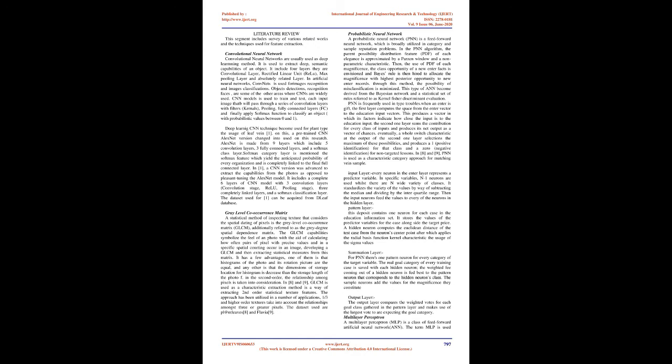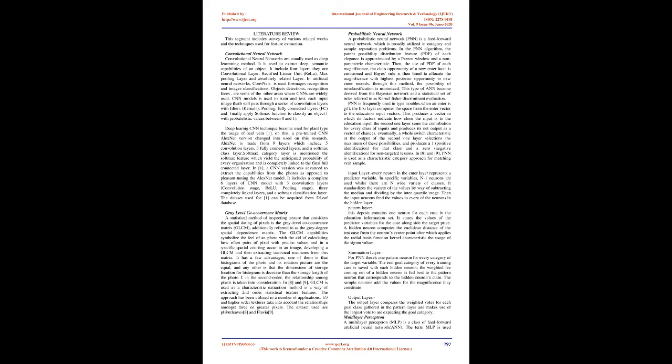The usage of leaf vein [1]. In this, a pre-trained CNN AlexNet version was used in this research. AlexNet is made of 9 layers, which include 5 convolution layers, 3 fully connected layers, and a softmax class layer. The softmax classification layer uses the softmax function, which yields the predicted probability of every group and is fully connected to the final fully connected layer.